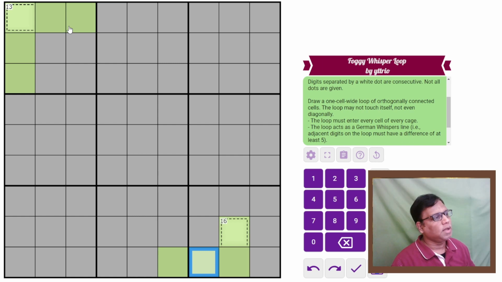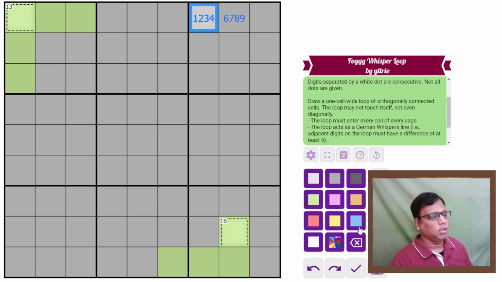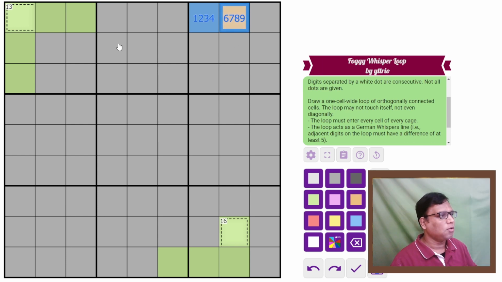The other thing is that this loop, the German whisper line, you can color it alternately, either low or high. What do I mean? Let's say I have divided the digits into two groups: 1, 2, 3, 4, let's call this the low group, and 6, 7, 8, 9, which is the high group. Now if one digit is from one of these groups, the neighboring digit must be from the other group, because you cannot have two digits from the same group, since digits from the same group are not going to be five apart from each other.